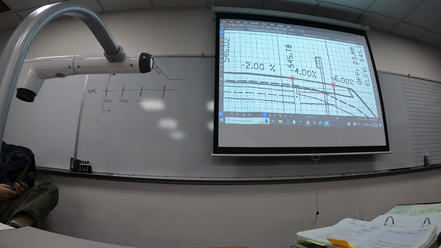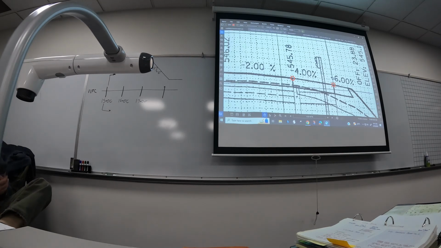8 feet times 0.04, right? 0.32. So the shoulder drops from high to low, 0.32 feet in 8 feet. So what do I do with that now? I can take 545.78 and subtract it. 545.46. Yep. So that's the outside shoulder. So that's the process.